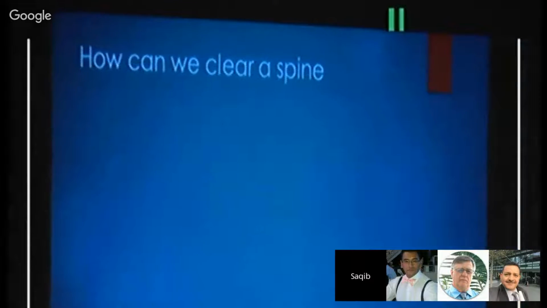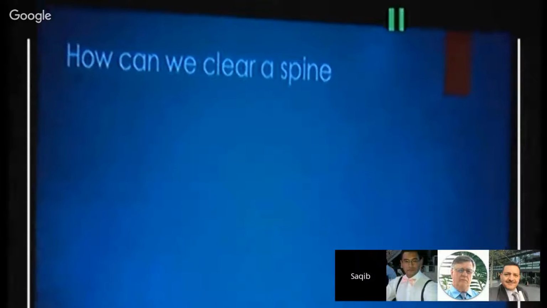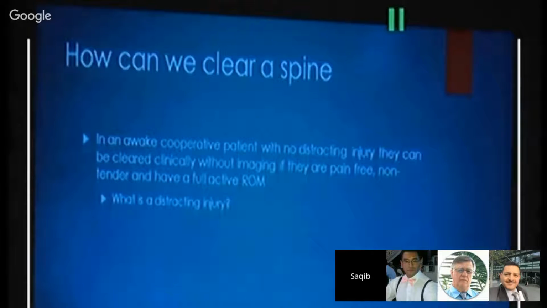So how do we clear a spine? First and easiest, in an awake cooperative patient with no distracting injury, you can clear them clinically by asking them, do they hurt, feeling if they're tender, and getting them to go through a full active range of motion. If they can do all of those things, you can clear them. Now, the key in this and what it all comes down to is, what is a distracting injury?